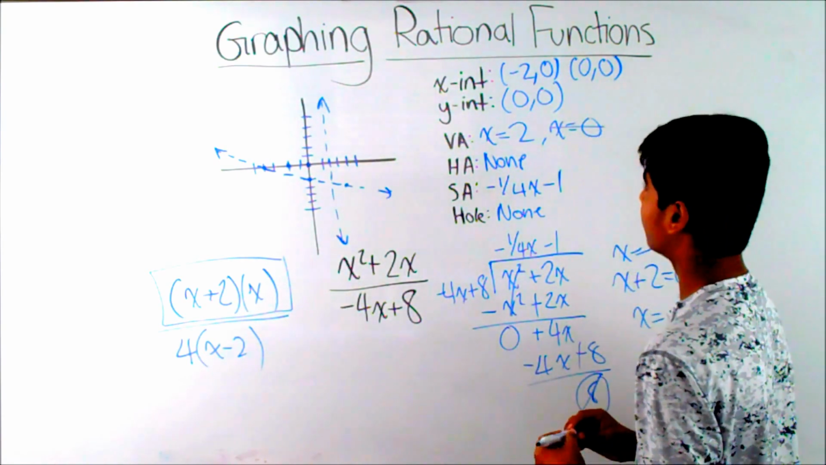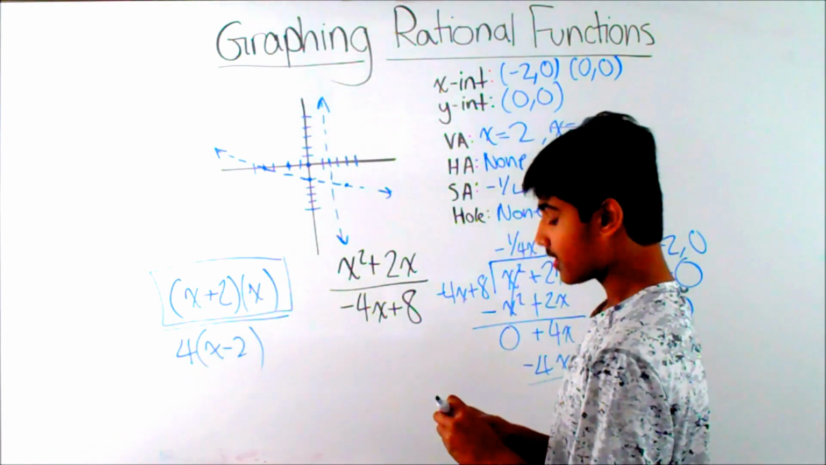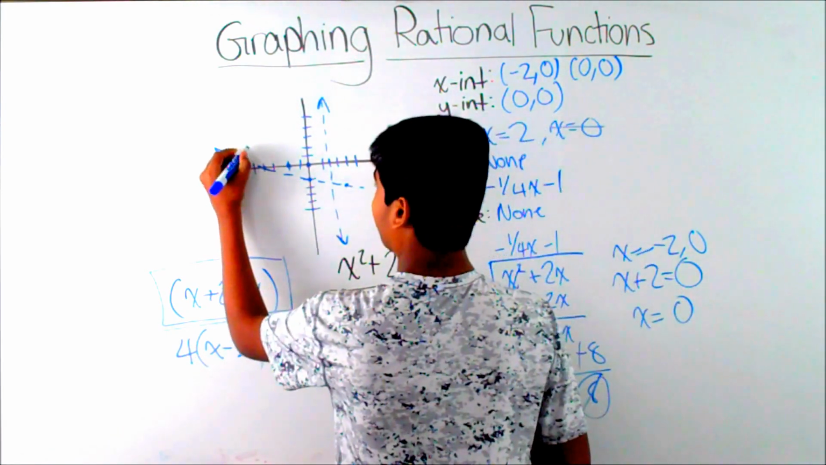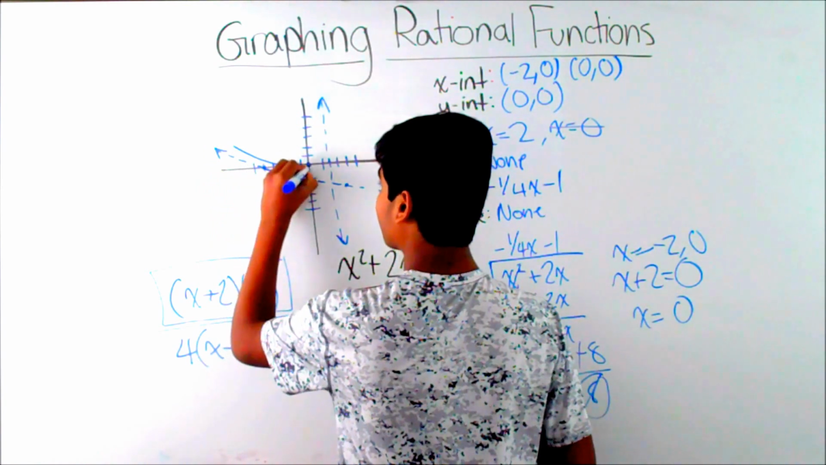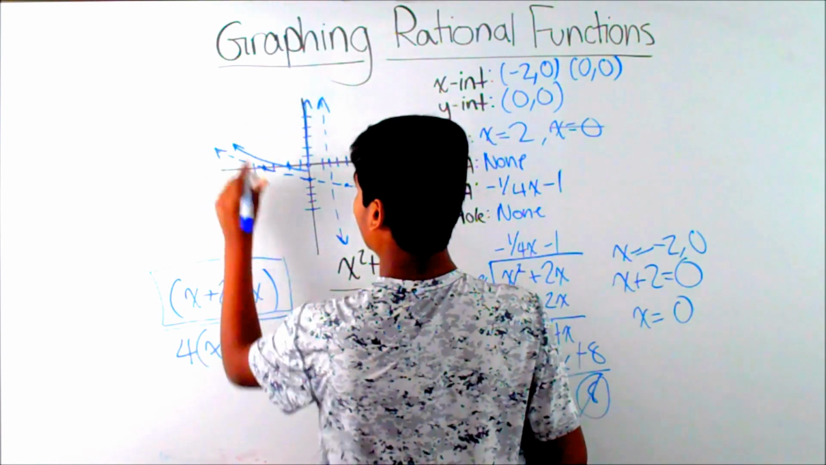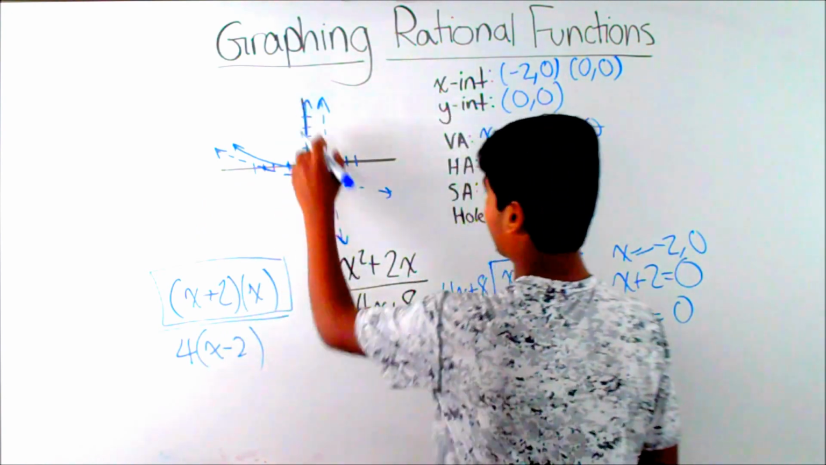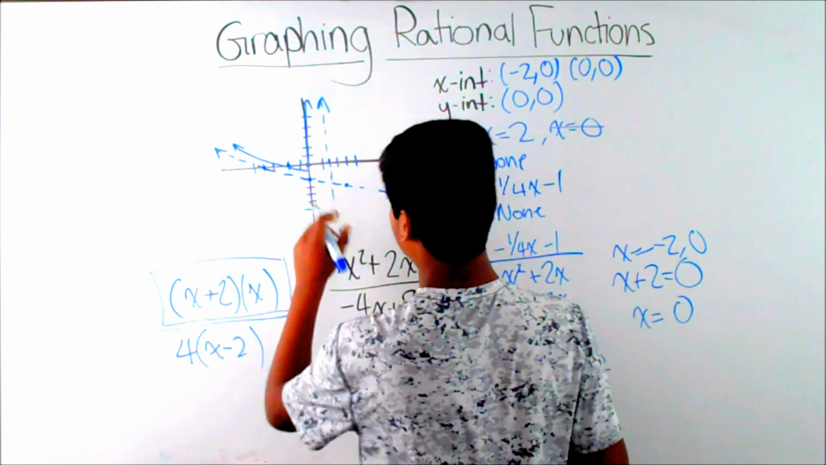Now we graphed everything. So now we can just draw our graph. So we know that one part of our graph is on this side because we have points here. So basically we're going to hug this asymptote and then we're going to hug that one. We're just going to stop at 0, 0 and hug it. So it'll go something like that.